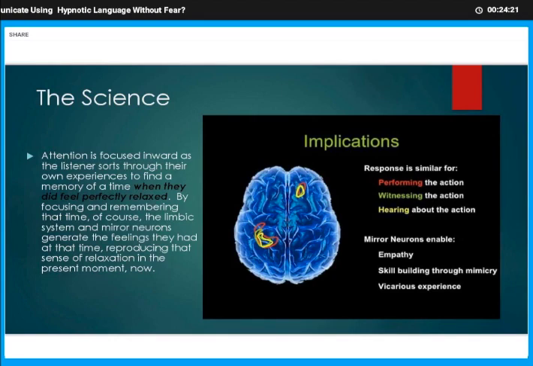The attention is focused inward, and the listener begins to sort through their own experiences to find a memory of a time, let's say, when they did feel perfectly relaxed. And by focusing and remembering that time, the limbic system and mirror neurons generate the feelings that they had at that moment, and that reproduces that sense of relaxation in the present moment right now. All right, let's go on to the next slide.